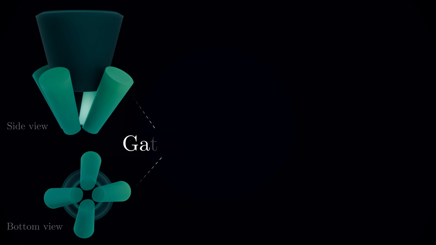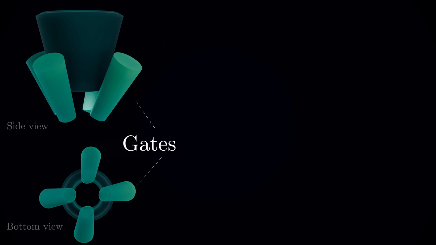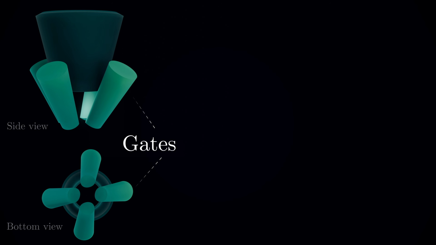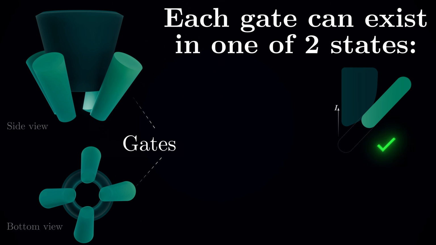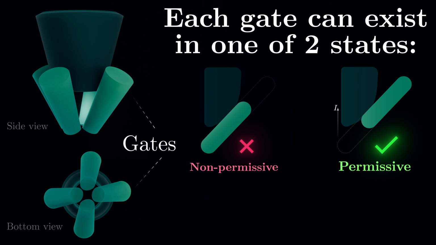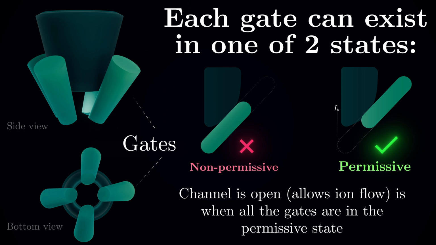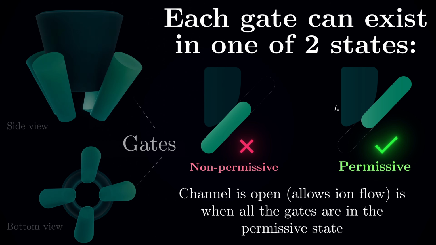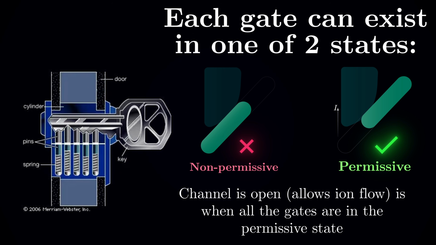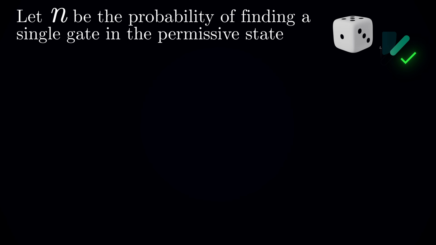But broadly, channel proteins have charged parts, let's call them gates, that move in response to the electrical field across the membrane. Each such gate can exist in one of two positions, permissive and non-permissive. Whether the channel as a whole allows ions to flow depends on whether all the gates inside it are in the correct permissive states. Kind of how inside a lock, multiple pins need to be in the correct position for the door to open. Let's call the probability of finding a given gate in its permissive position as n.